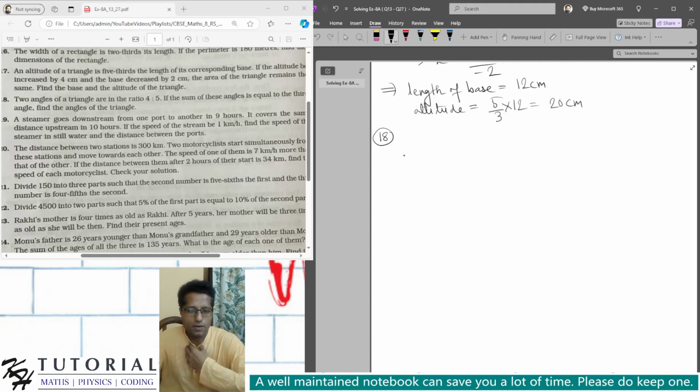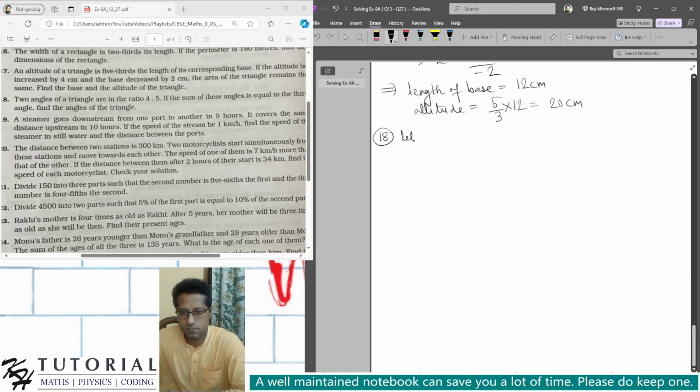So you will need to have a concept about properties of triangle. You know that in a triangle, the sum of the angles is equal to 180 degree. This concept will be applied in this problem. So two angles of a triangle are in the ratio 4:5, so let the two angles be 4x and 5x.